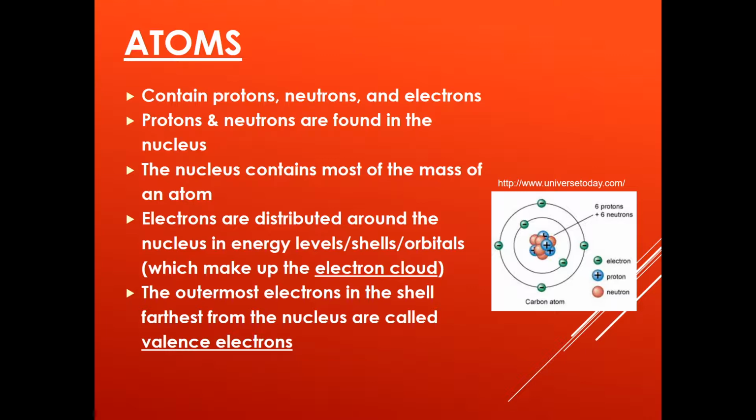The outermost electrons in the shell are called the valence electrons. All of chemistry mostly just deals with valence electrons. When we go over this, we'll see that learning about valence electrons is very, very important. Almost everything about an atom has to do with the valence electrons, which are just the electrons in the outermost shell.